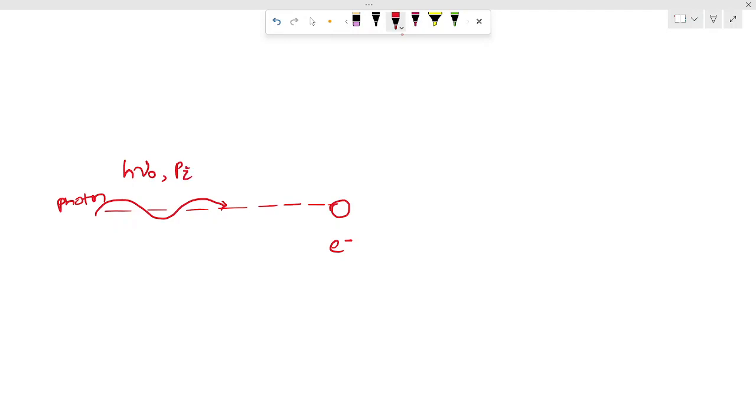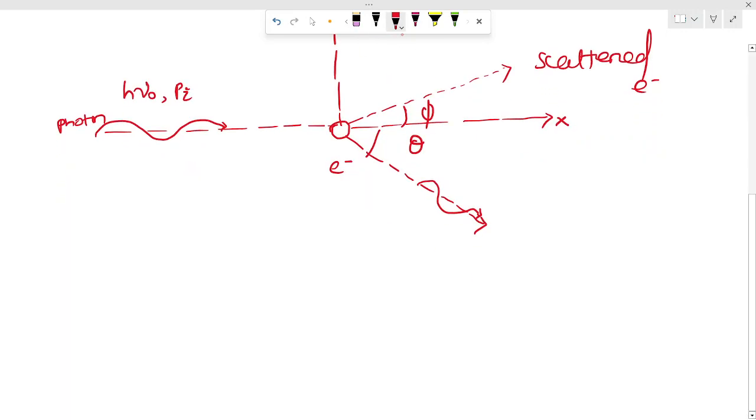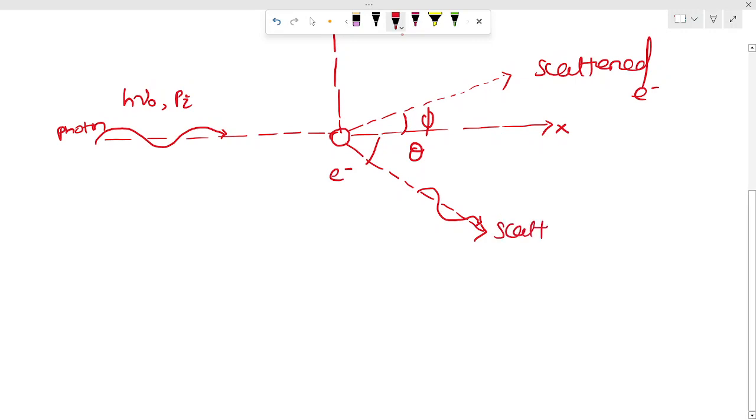After collision, what happens? The scattered electron will go in this direction, and the scattered photon will go along this direction. The angle between the scattered photon and the x-axis will be theta, and let this one be phi. Here is the scattered electron, and this is my y-axis. This is the case where we have a scattered photon and a scattered electron.